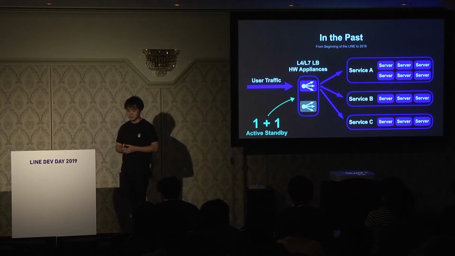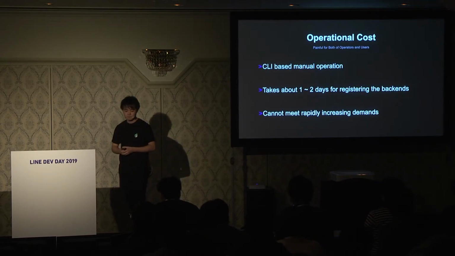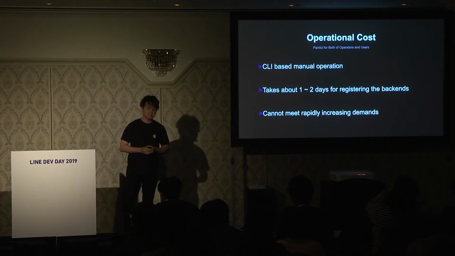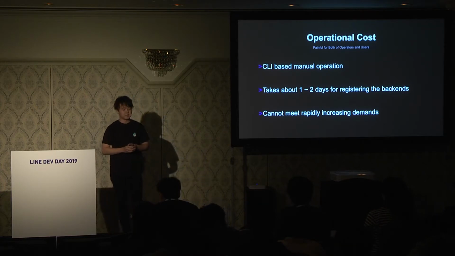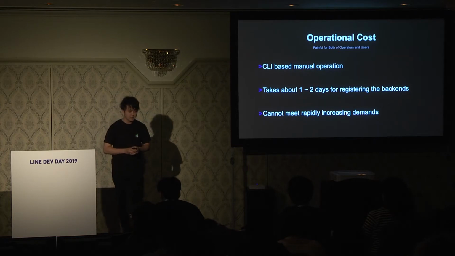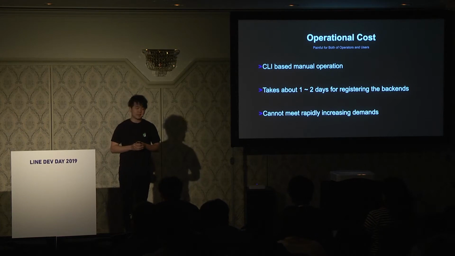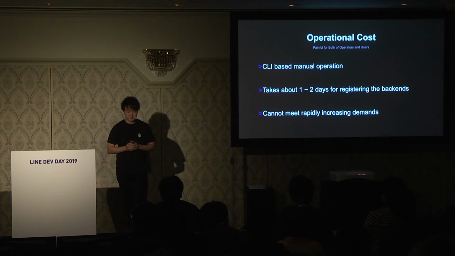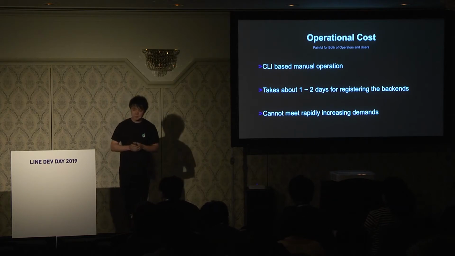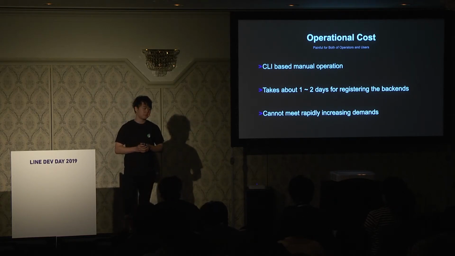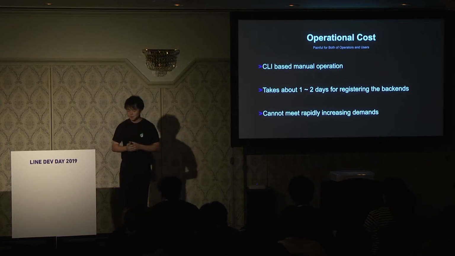However, as the service scale has developed, various issues have emerged. One is the issue of operational cost. The load balancer was based on the CLI and therefore it was operated manually. Therefore, it was difficult to automate. If the operators are not available, the request is often processed only 1 or 2 days after the user submits the application. Therefore, for the operator and the developer, it was very stressful.